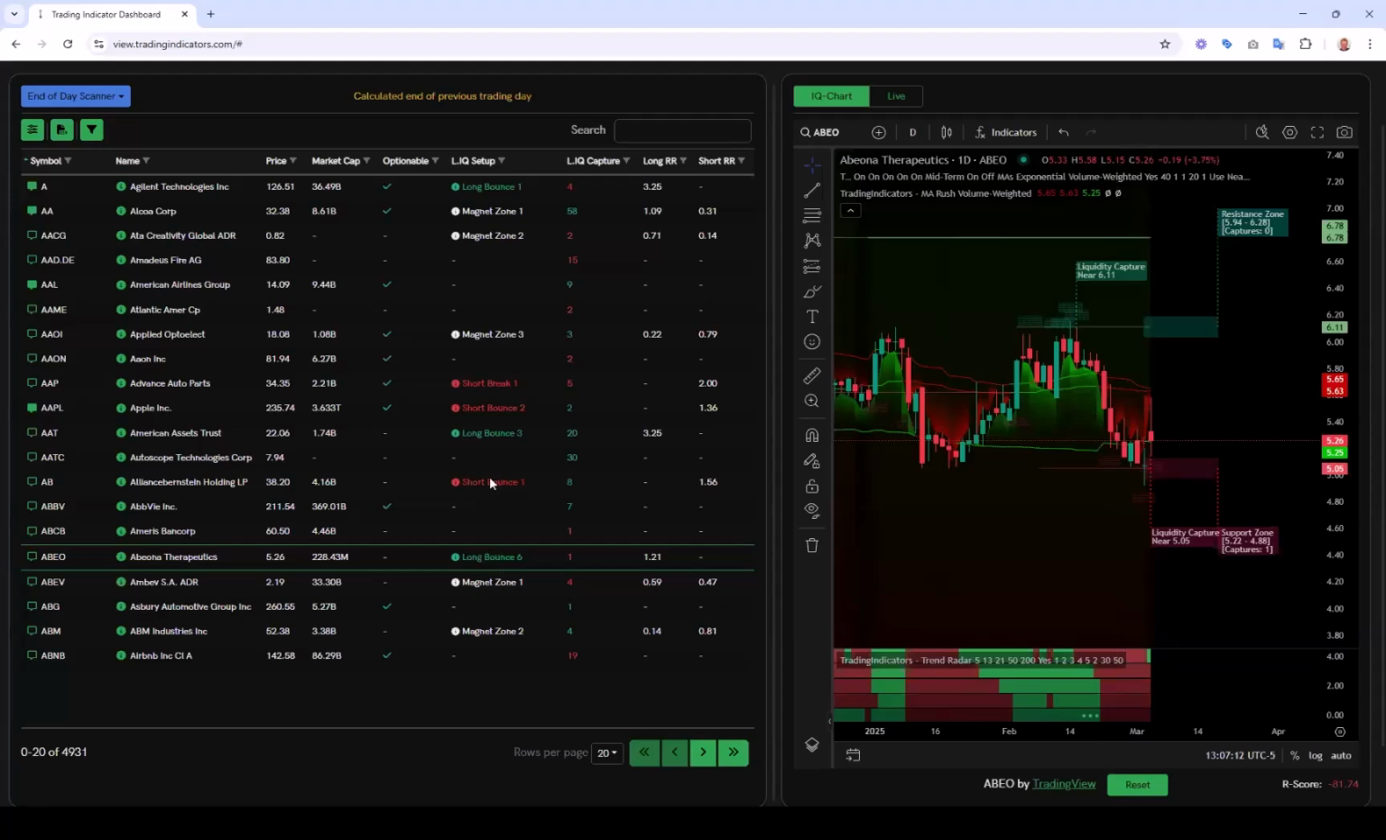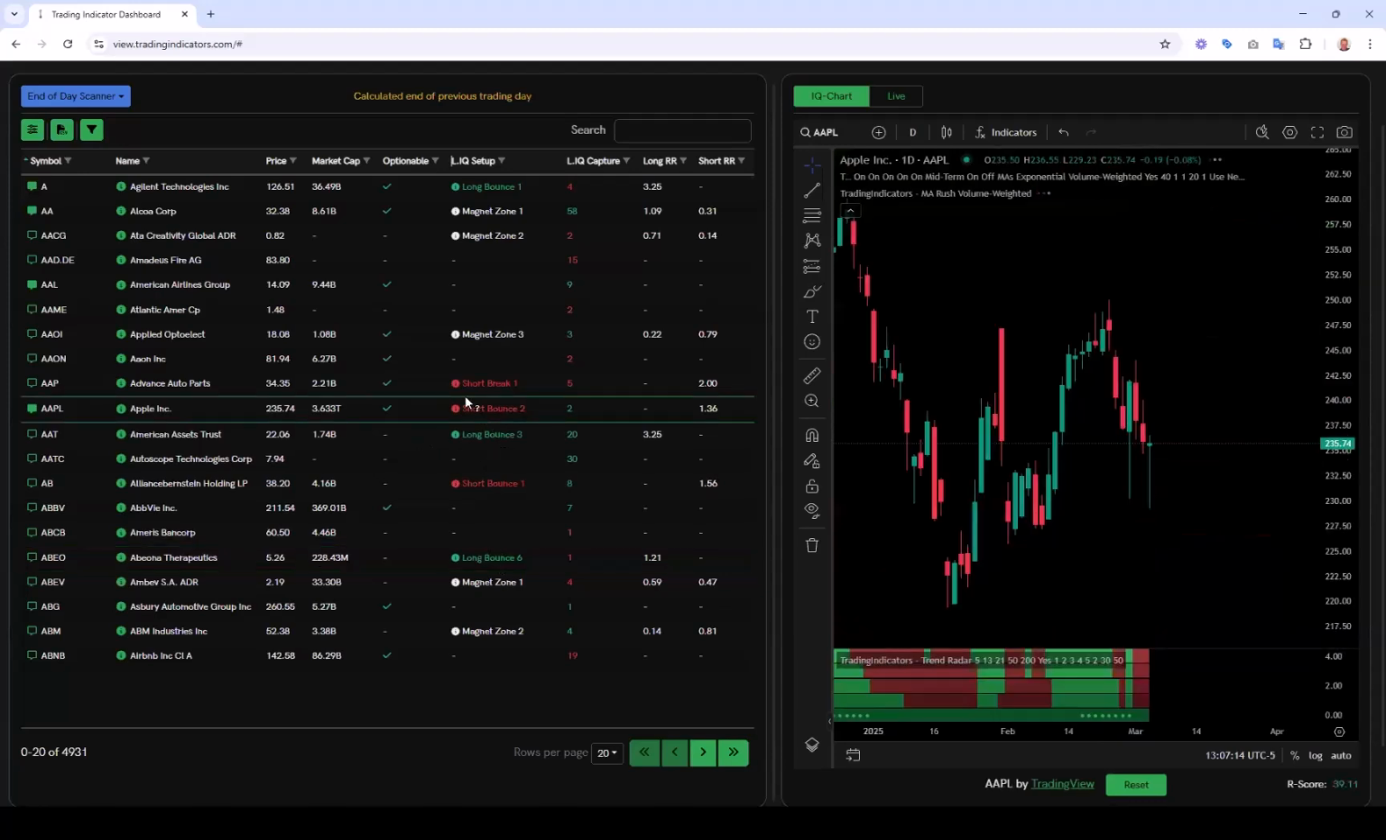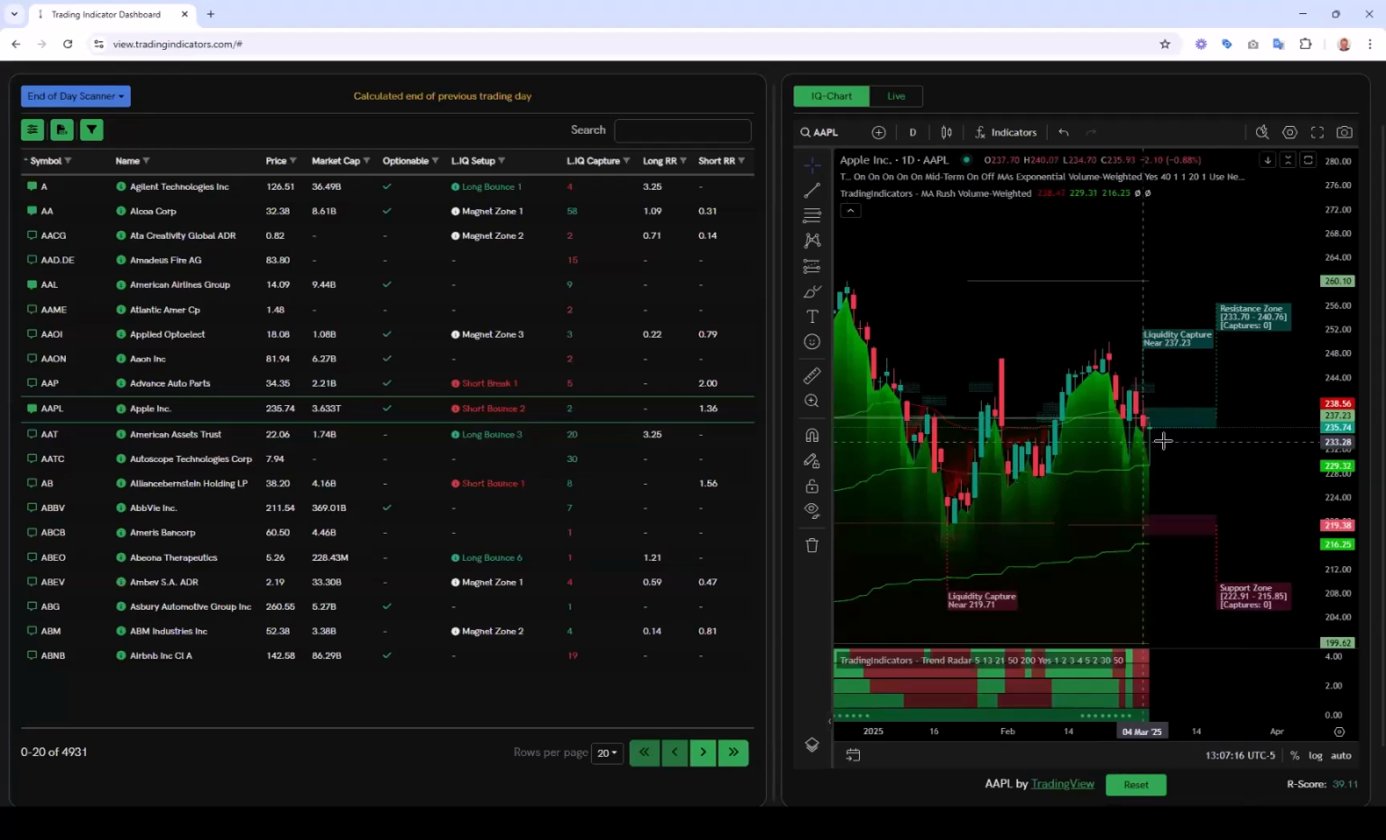This is long bounce. We also have short bounce. This one here, Apple. Apple is in short bounce. Yeah, we are right at this resistance level in Apple since 2 trading days. And there are other setups.